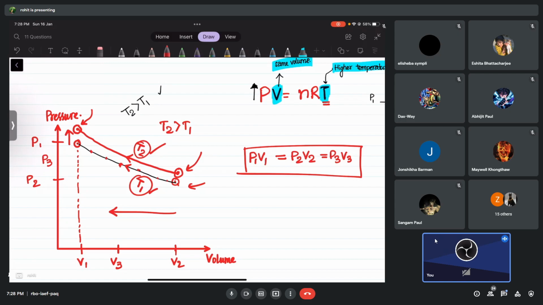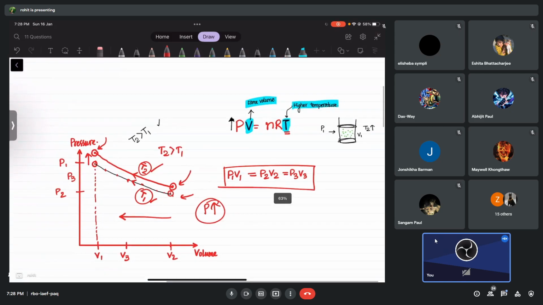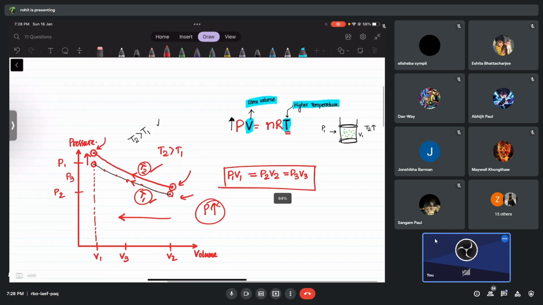The pressure should rise, but because the temperature is not increasing, the pressure also cannot rise very fast. So remember this: isothermal compression, the pressure will rise but not so fast. Isothermal expansion also, the pressure will fall but not so fast, and the temperature does not change. This is all about your isothermal.